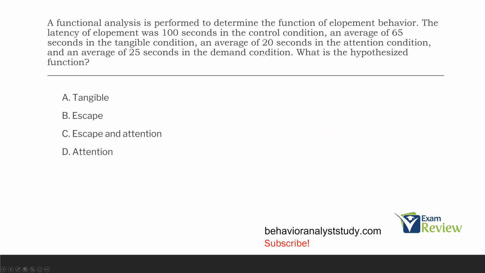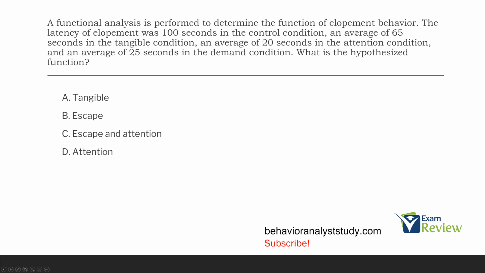A functional analysis is performed to determine the function of elopement behavior. The latency of elopement was 100 seconds in the control condition, an average of 65 seconds in the tangible condition, an average of 20 seconds in the attention condition, and an average of 25 seconds in the demand condition. What is the hypothesized function? Not the easiest question in the world. It's a little tricky. There's a lot happening.